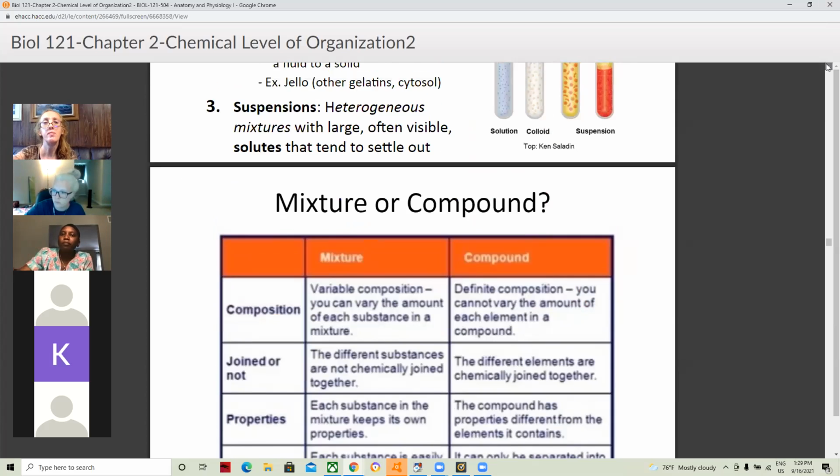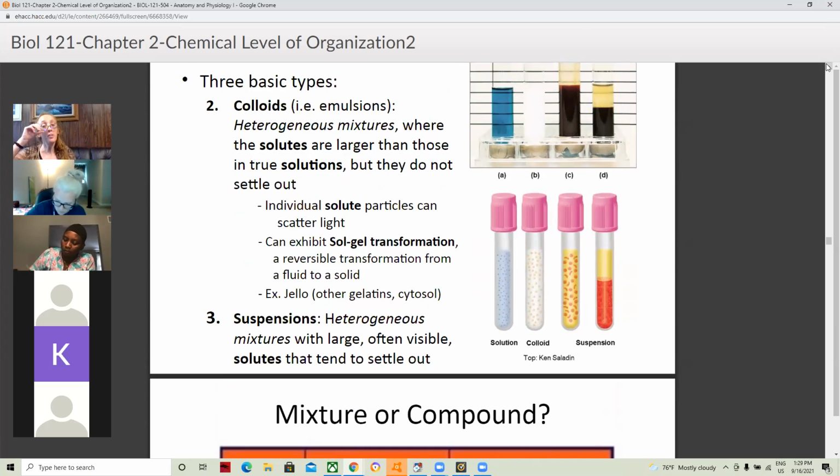Suspensions are heterogeneous mixtures with large, often visible solutes that settle out. They get acted upon by gravity and sink to the bottom.